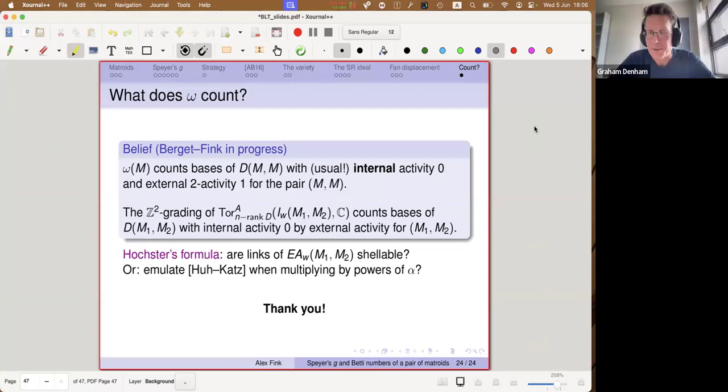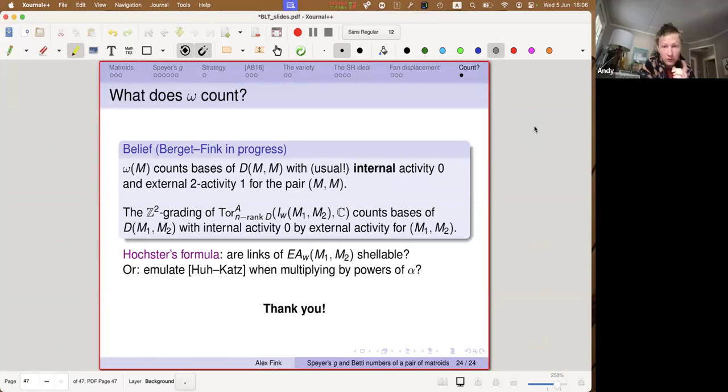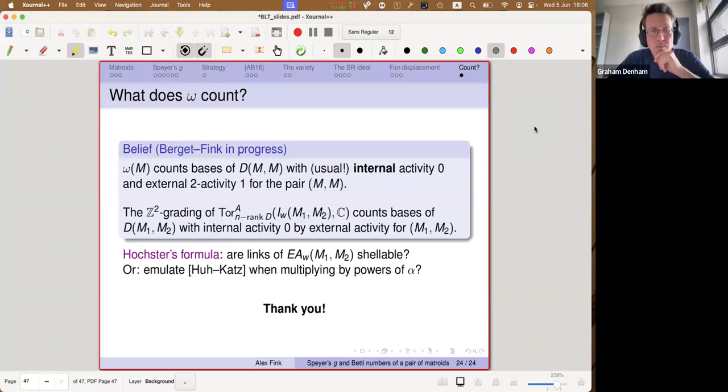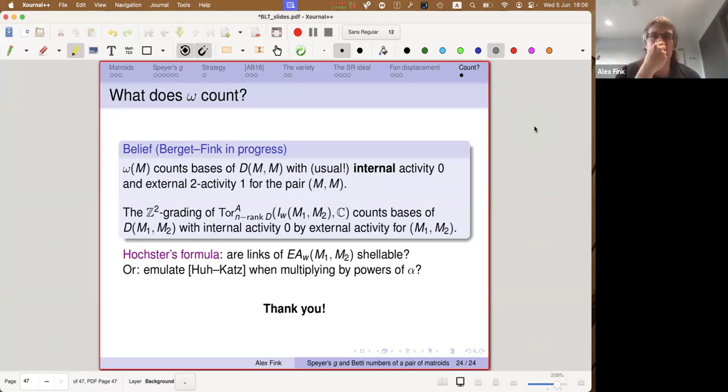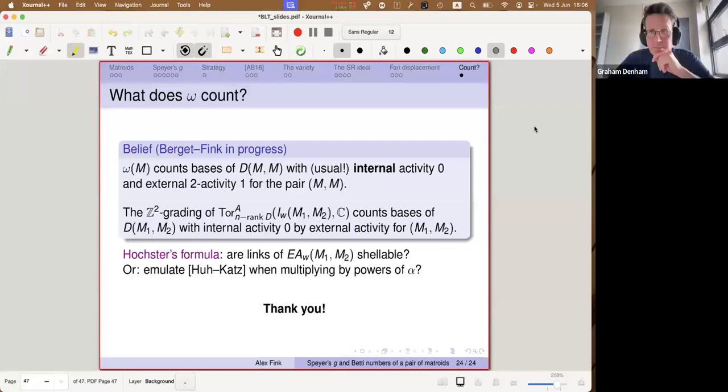You need the link to be shellable or just a wedge of spheres? We already showed that, well, yes, if you have a shellable complex, then all the links are shellable. I see. The problem is what the homology faces are. We'd like to say these particular ones are the ones contributing.